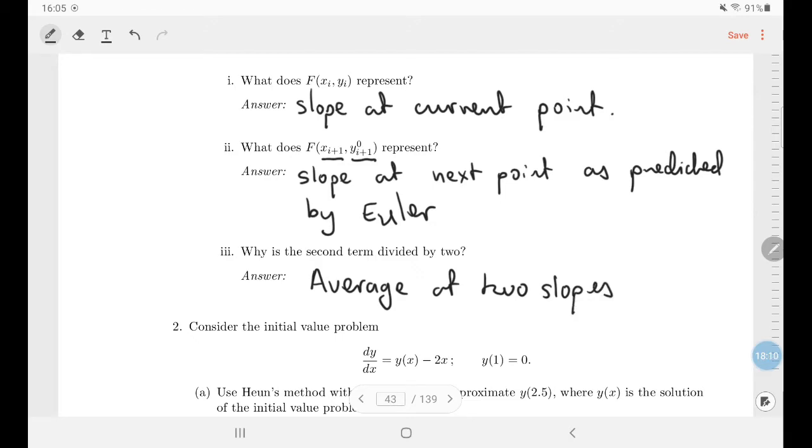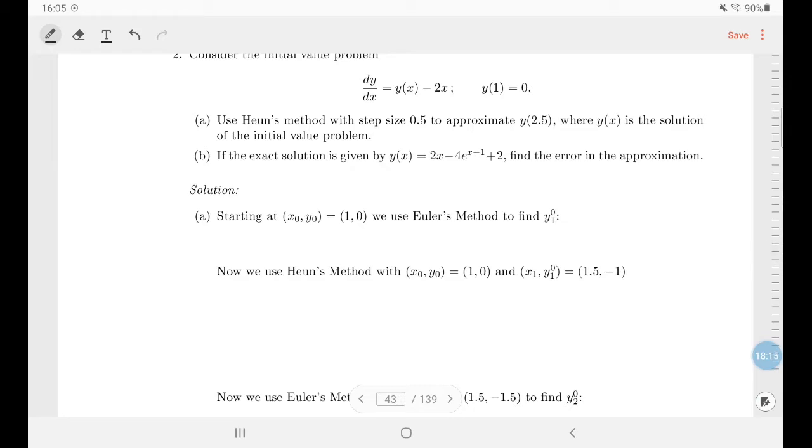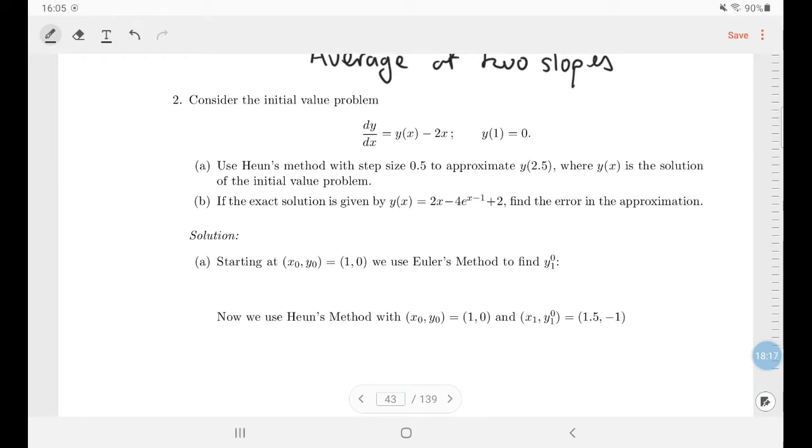Okay, so that's a little theory question. Here's another one. Now we're actually going to do Heun's method. So consider the initial value problem: dy/dx is y minus 2x. Now this is not y by x, this is just y. Y of x is just y. Use Heun's method with step size 0.5 to estimate what's going on at 2.5.